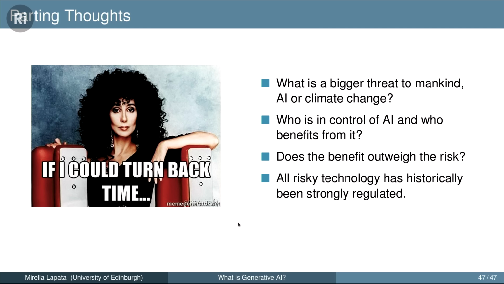Who is in control of AI? There are some humans there who hopefully have sense, and who benefits from it? Does the benefit outweigh the risk? In some cases, the benefit does. In others, it doesn't. And history tells us that all technology that has been risky, such as, for example, nuclear energy, has been very strongly regulated. So regulation is coming, and watch this space.